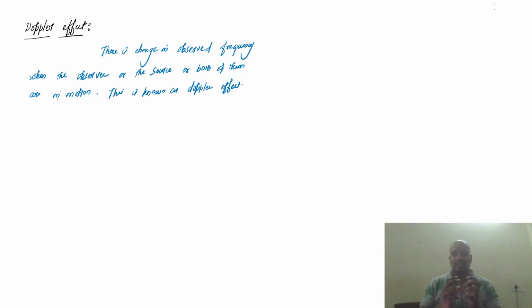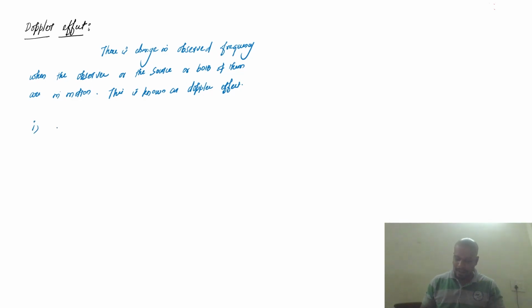Either the source will move or the observer will move or both of them are in motion. But if the observer as well as the source are both at rest, we can't observe this Doppler effect. So there is no Doppler effect at all in that case, where both the observer and the source are at rest. So there are three cases where we can observe the Doppler effect.